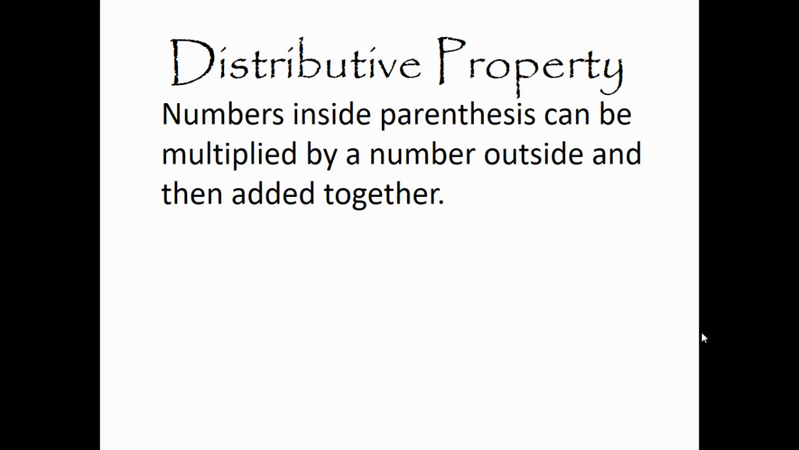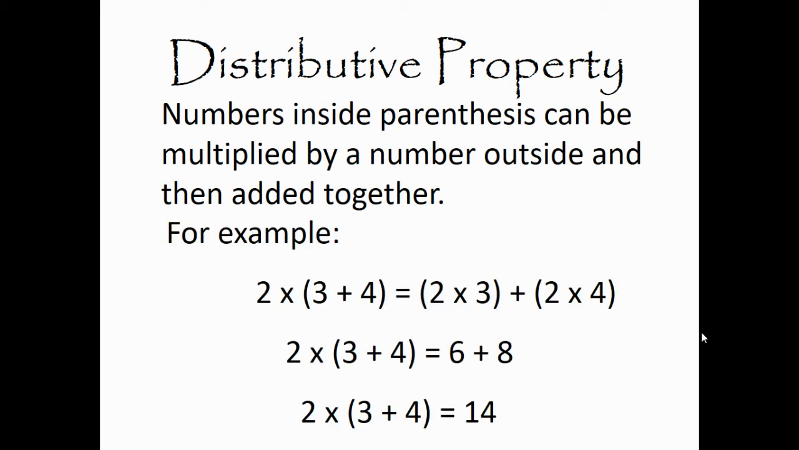The last one is very helpful, the distributive property. The distributive property says that numbers inside parentheses can be multiplied by a number outside and then added together. Okay, I know that sounds confusing. Let's look at some examples. For example, 2 times (3 plus 4) is the same as 2 times 3 plus 2 times 4.